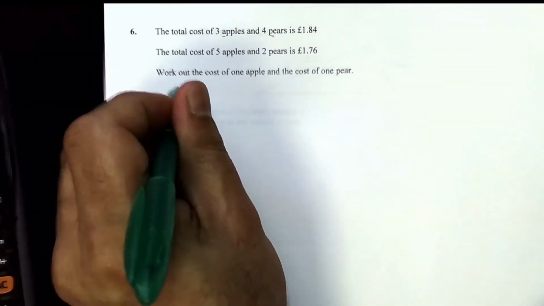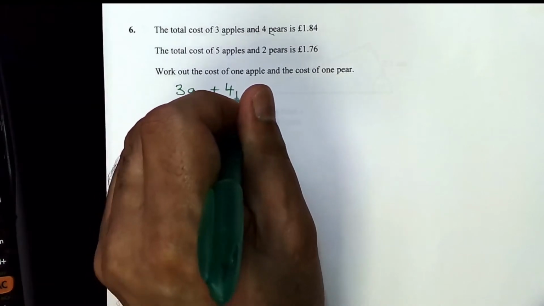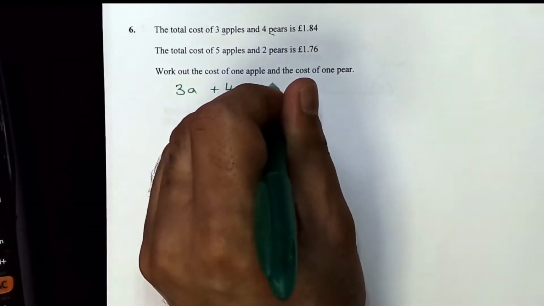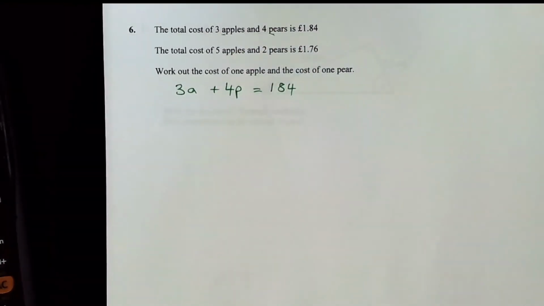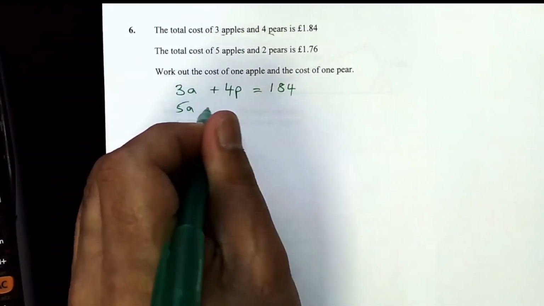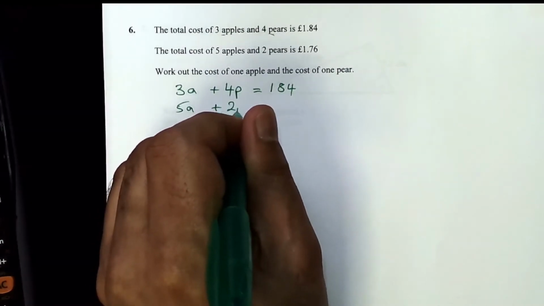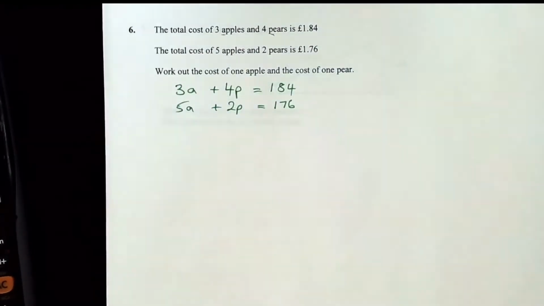So this will become 3a, 3 apples, plus 4p, 4 pears, is equal to 184. So I'm converting that to pence, and you can leave it in pounds as well, but it'll be a lot easier, and we need to remember that we've converted it to pence when we come towards the answers at the end. And for the second equation, 5a plus 2p is equal to 176.